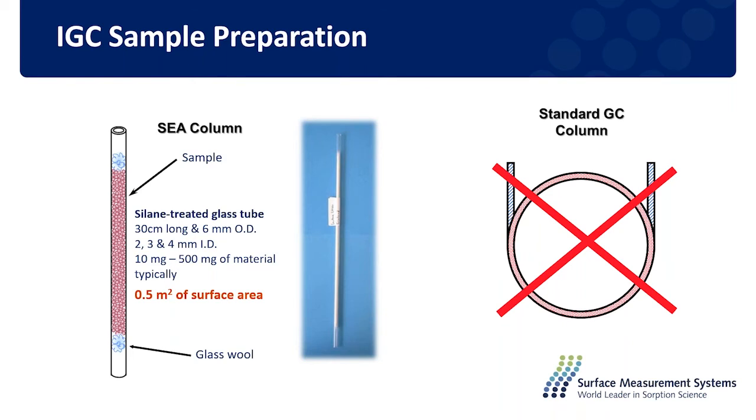Now, the amount that we're packing into each of these columns highly depends on the surface area of our sample and the affinity of this sample in order to interact with our probe molecules. So if we have a very low surface area material, we will need to pack to the higher end of what we can fit into our column, whereas very high surface area materials will interact heavily with our probe molecules, leading to very large elution times. Then we will pack a lower quantity into these columns.